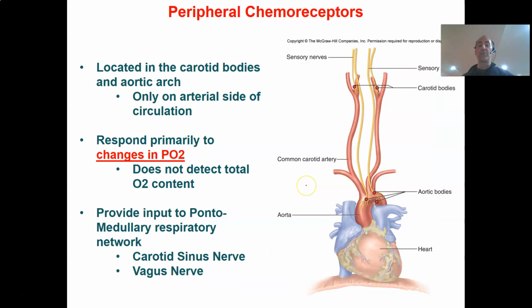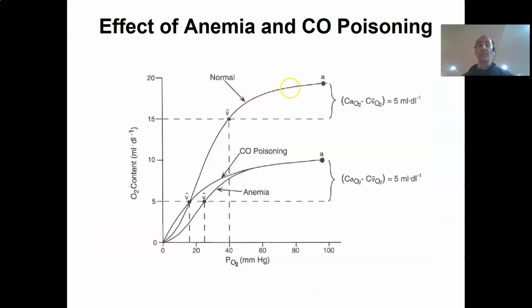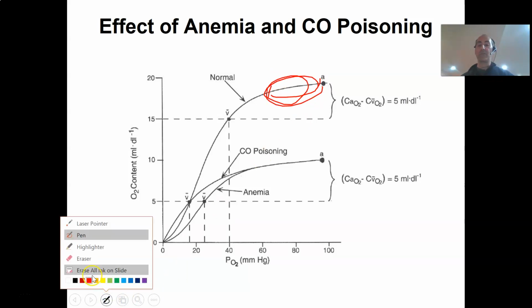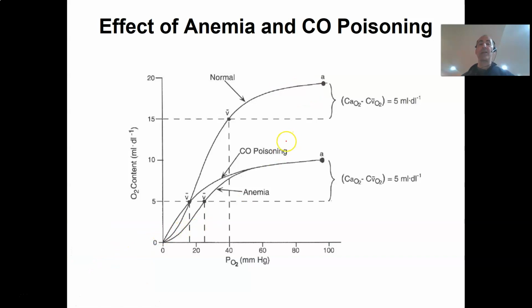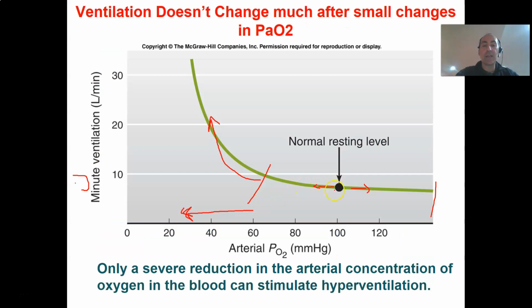And this also goes back to the shape of this curve. You're normally over here. This is the flat part of the curve. You operate really well under all of these pressures, these percent saturations. So this is flat in the physiological range on the arterial side, and then this is also flat here. So only severe reductions in arterial concentrations of oxygen to blood can stimulate hyperventilation.